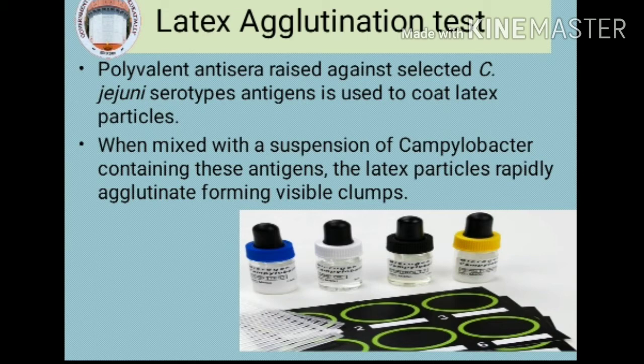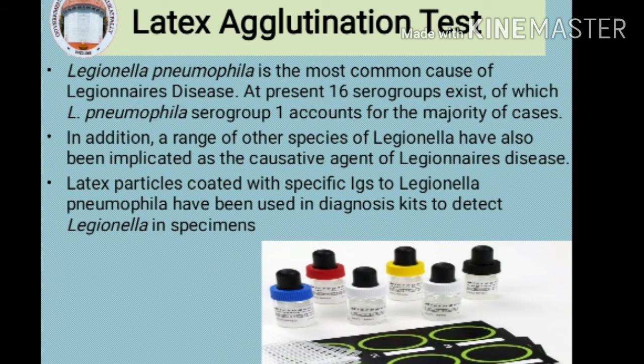Legionella pneumophila is the most common cause of Legionnaires disease. At present, there are 16 serogroups present in Legionella pneumophila. These serogroups of Legionella pneumophila are identified by using passive latex agglutination test. Latex particles coated with specific immunoglobulins of 16 serogroups are available.